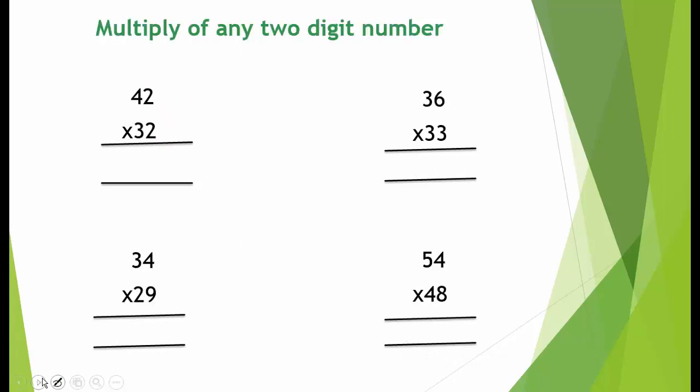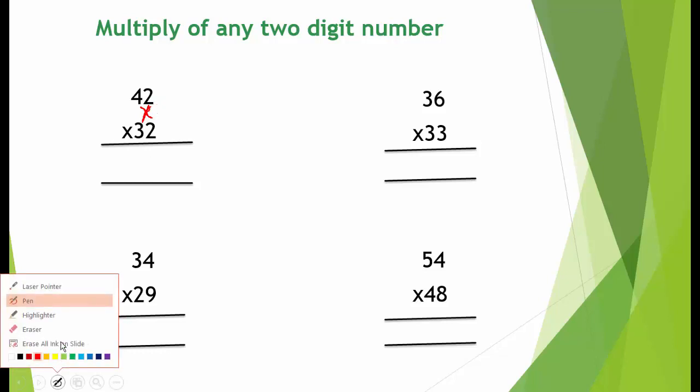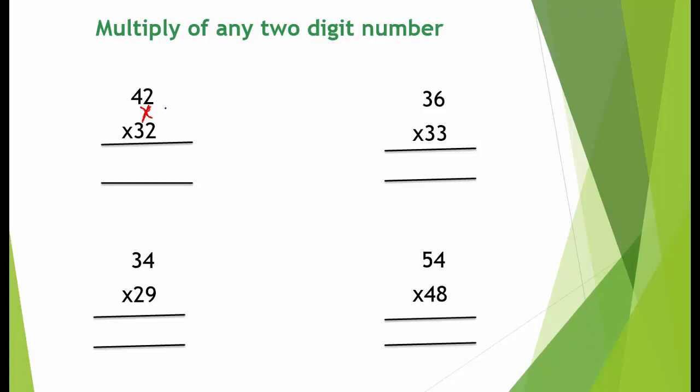Now multiplication of any 2-digit number. In this you have to make a cross in your mind. First of all, multiply the unit digits. Say this 2 into 2, that is 4. Now multiply the cross.